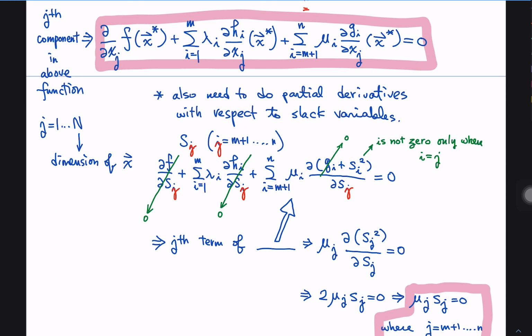It turns out we can derive an equation like this: mu j sj equals 0. And this is mainly about j. What does j range from? J ranges from n plus 1 to n, basically 51 to 100. So now we have 50 of those equations, mu j times sj equals 0. Basically, mu 51 times s51 equals 0, mu 52 times s52 equals 0, and so on.